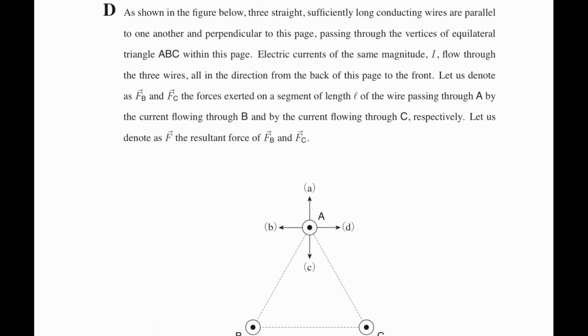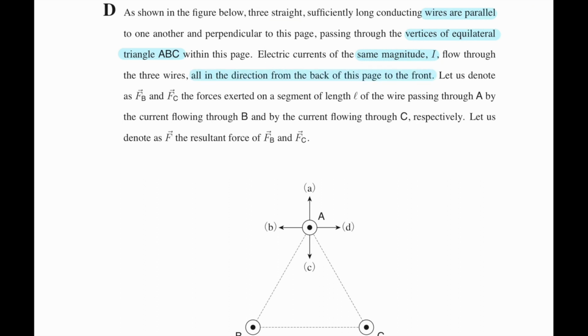So basically, we have 3 conducting parallel wires, and they are located at the vertices of the equilateral triangle. Electric current of the same magnitude I flows through the 3 wires, all in the direction from the back of this page to the front. So all the wires have a current with the same magnitude and flow in the same direction.